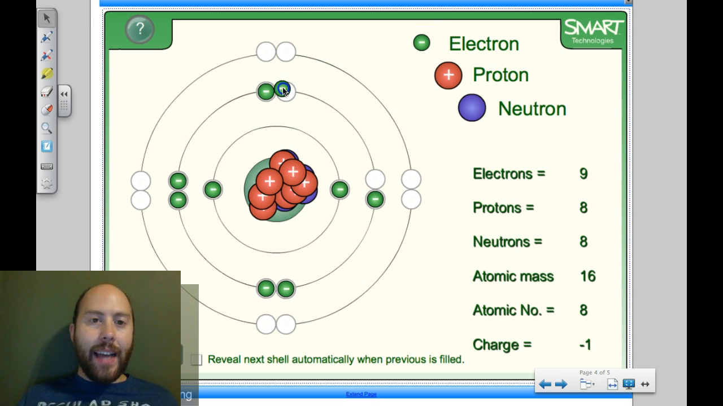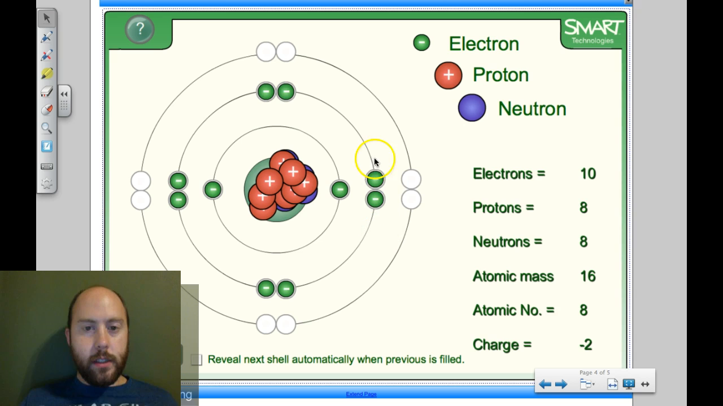So if I add 2 electrons, now I have 8 valence electrons. I have a full octet. But because I gained 2 electrons, I have a -2 charge now, which you see right here. It's -2 now.